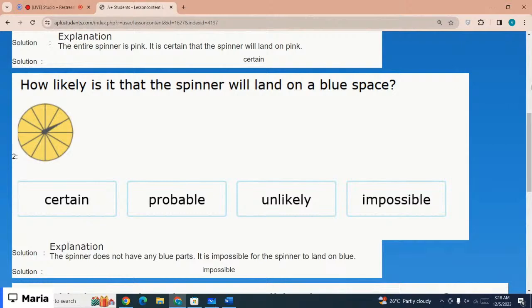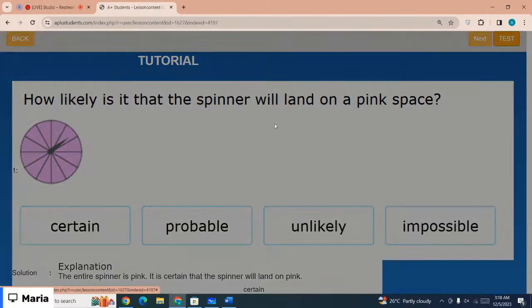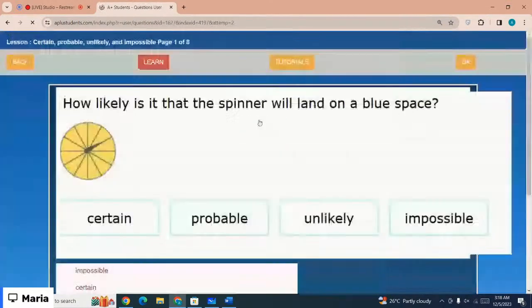Let's start with the test questions. How likely is it that the spinner will land on blue color, which is the correct option?